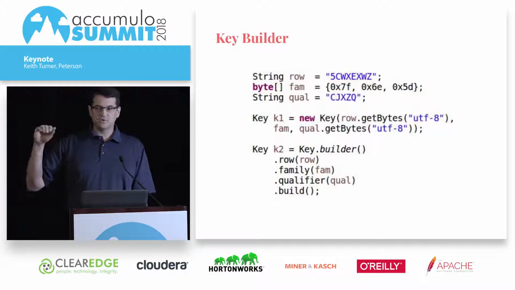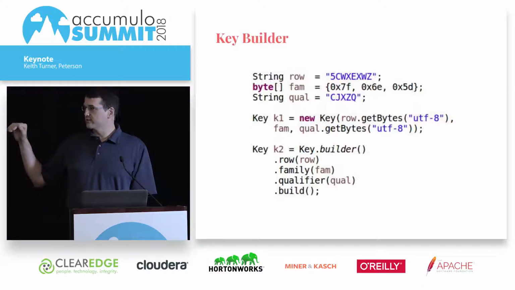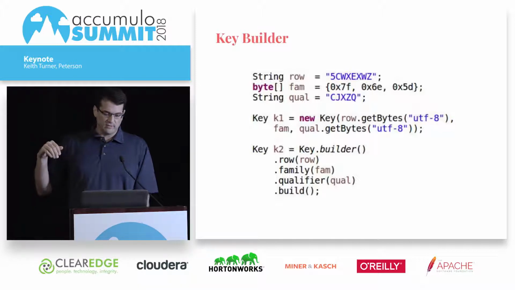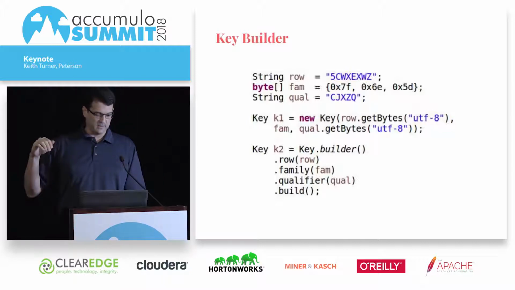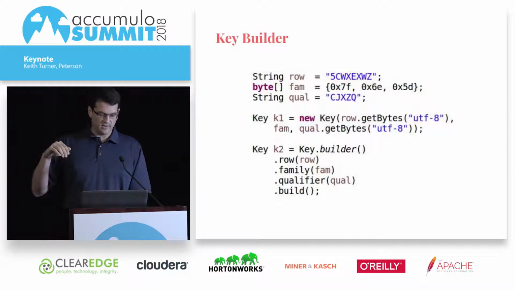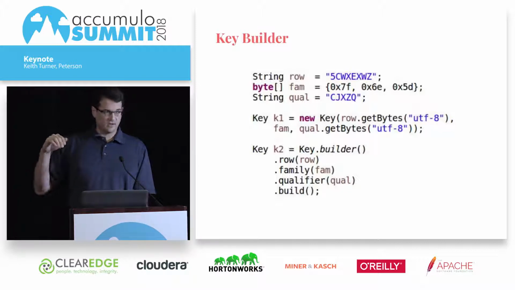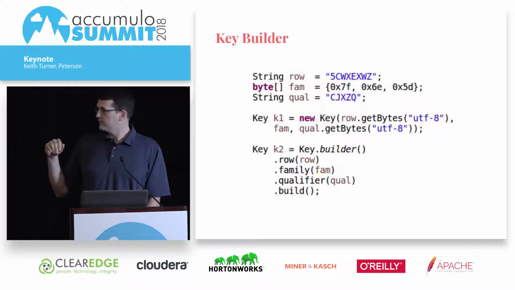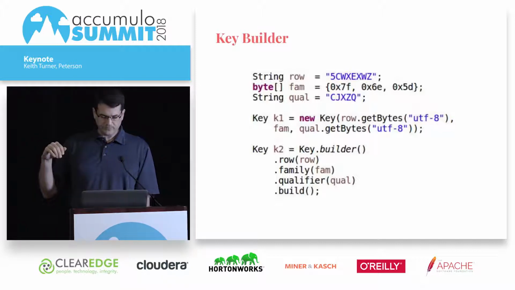So there's one Key constructor that has a list of strings. There's one Key constructor that has a list of byte arrays. But when you have fields of different types like this, you have to convert them all to the same type. So you'll see that for K1, which is using the old API, when it creates the key, it converts the row and the qualifier to byte arrays. And then it creates the key.